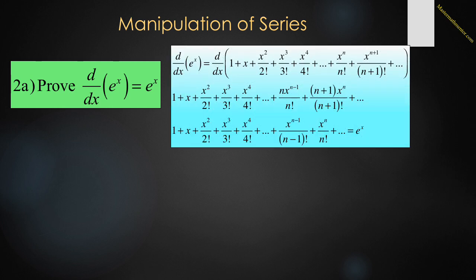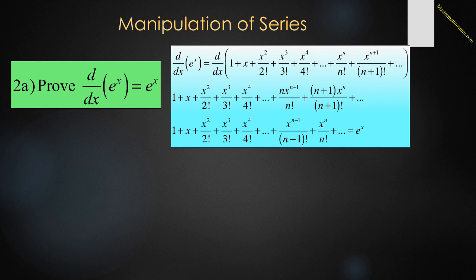The function y equals e to the x is an interesting one because it is the only function other than y equals 0 whose derivative is equal to itself. Let's use Taylor polynomials to show that the derivative of e to the x is e to the x.